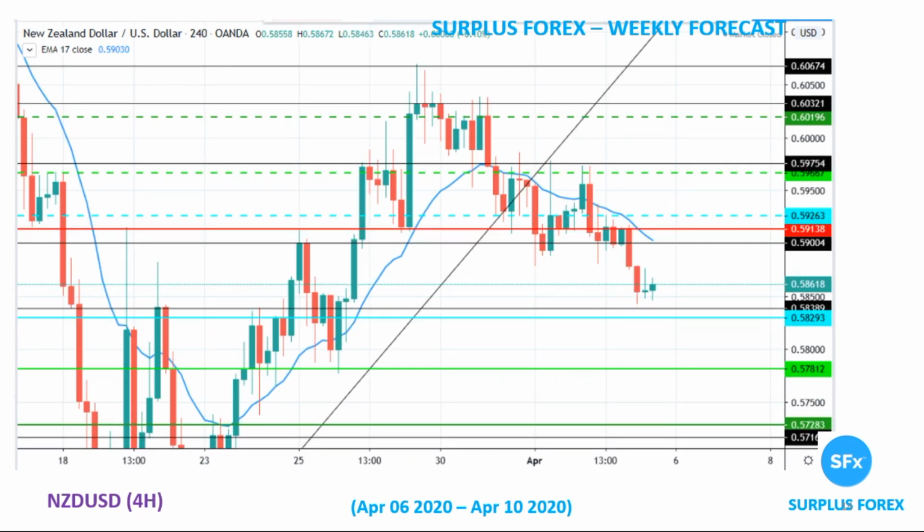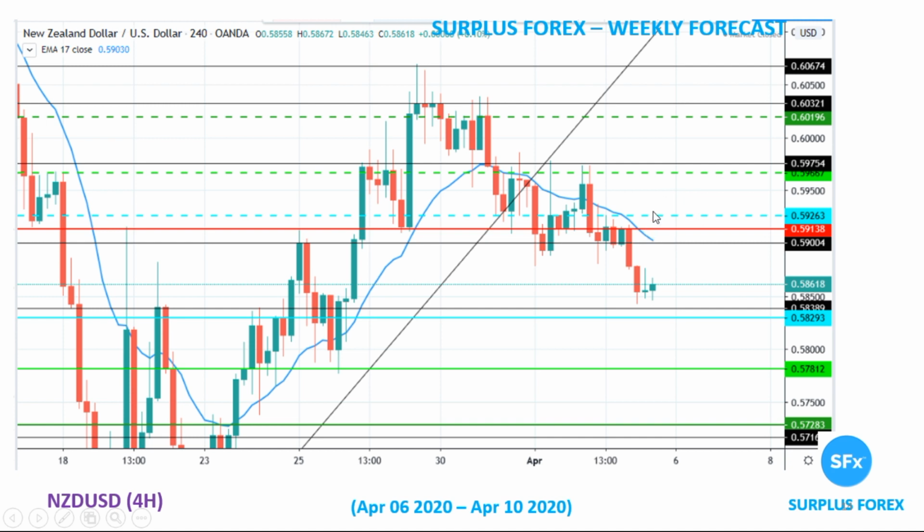Let's check on the 4-hour chart how I'm taking my entries. If it falls below 58.38, then I'm making my entry right away at 58.29, first target at 57.81, second target at 57.28.